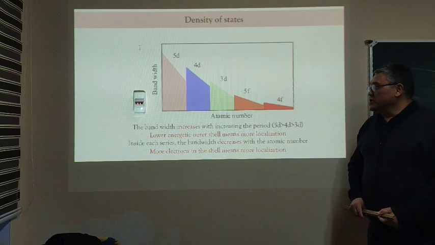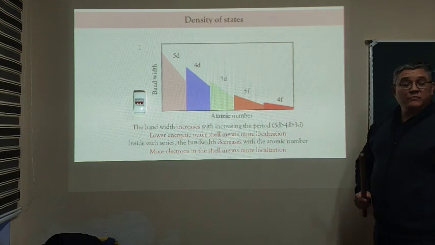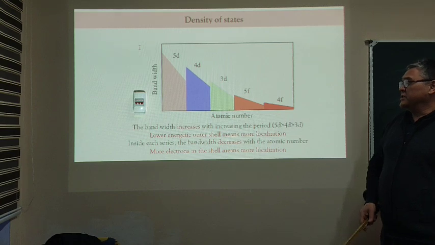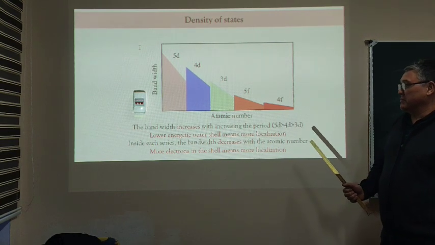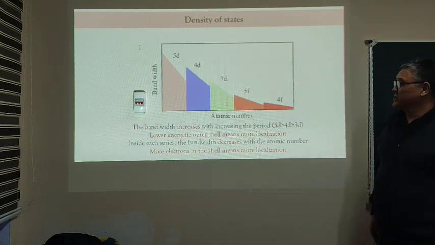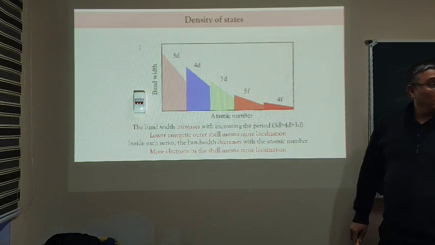Now, for low energetic outer shells, we have more localization, and inside each series, the bandwidth decreases with the atomic number. So, for example, if you look inside of this series, inside of this bandwidth, we have a decrease with atomic number here.